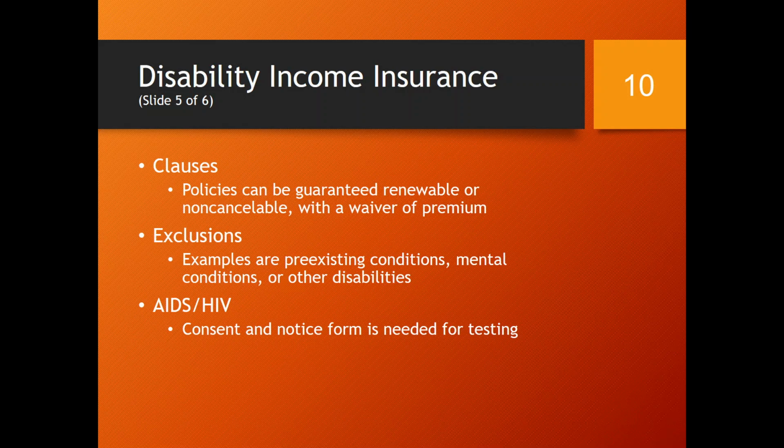Clauses are where policies can be guaranteed renewable or non-cancelable with a waiver of premium. Exclusions, examples are pre-existing conditions, mental conditions, or other disabilities. For AIDS and HIV, a consent and notice form is needed for testing. Under a waiver of premium, the policy pays all premiums while the employee is disabled. Exclusions are provisions written into the insurance contract denying coverage or limiting the scope of coverage under the insurance policy. States govern the use of questions related to AIDS and HIV in the insurance application process.